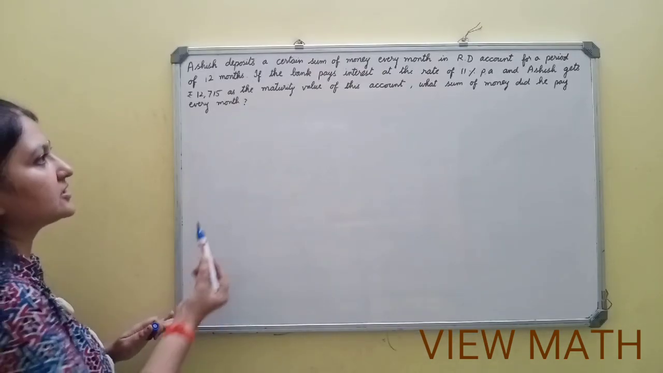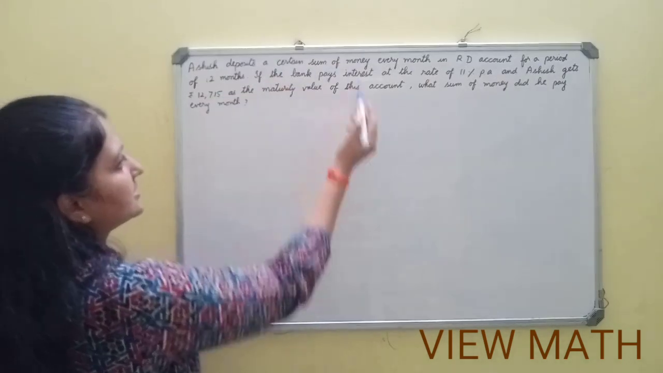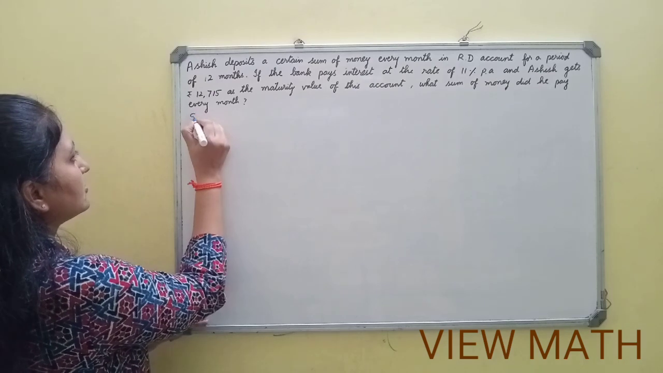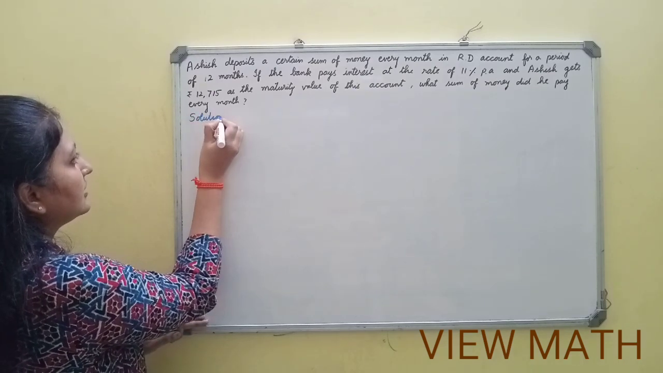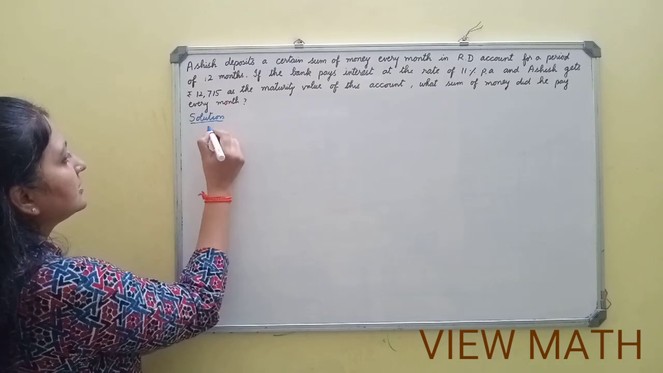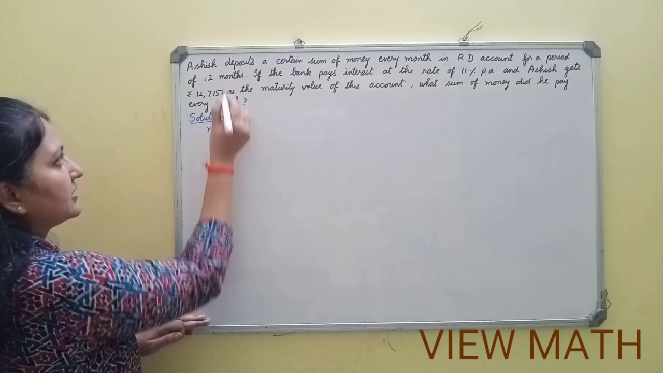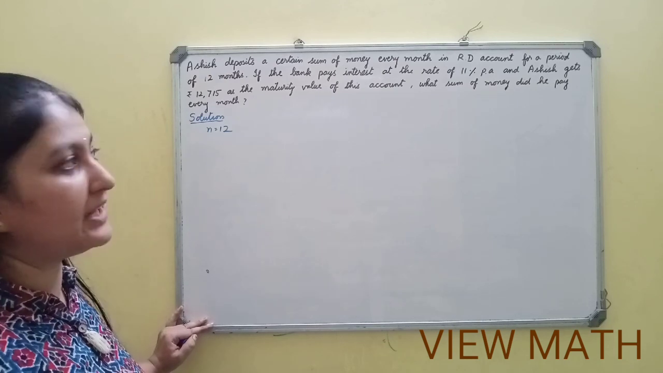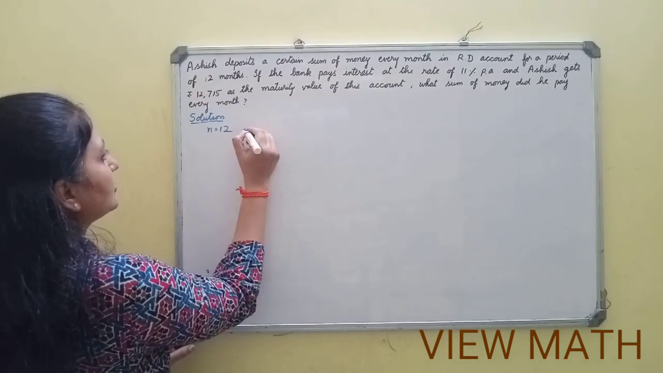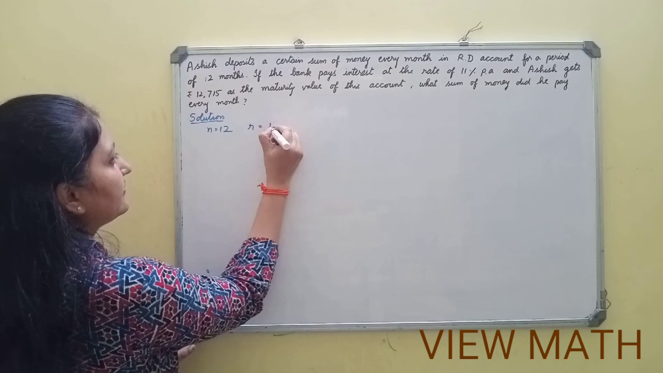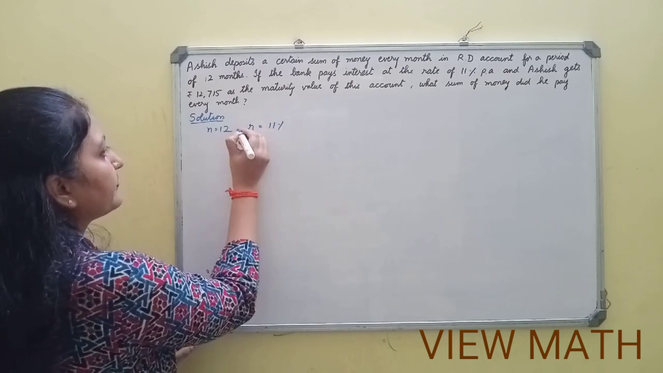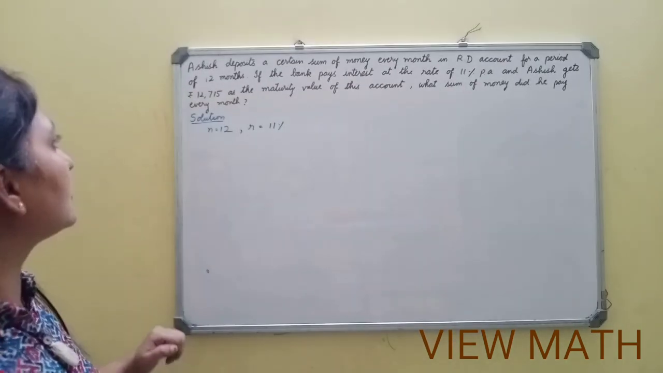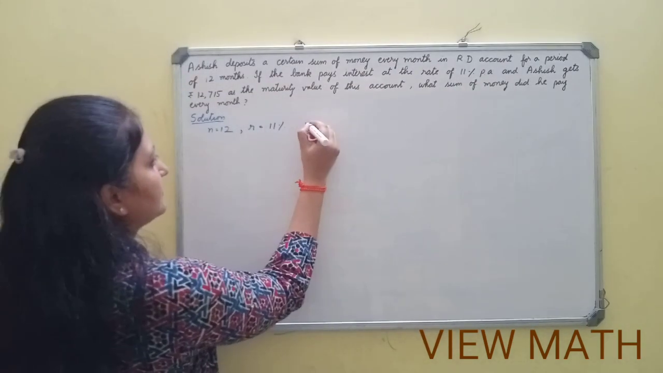First let me write what all is given in the question. Ashish deposited a certain sum of money in RD account for a period of 12 months. So first they have given N is equal to 12, they have given 12 months. If a bank pays interest at the rate of 11% per annum, so R value is equal to 11% per annum. And Ashish gets rupees 12,715 as a maturity value.